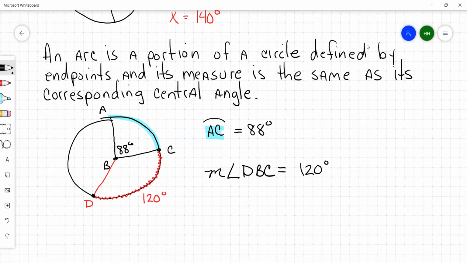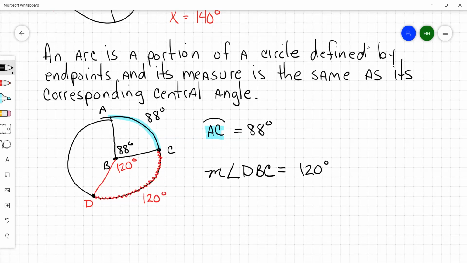So they go with each other. They work hand in hand. If the arc's 120, then its central angle is also 120. If a central angle is 88 degrees, then its corresponding arc on the circle is also 88 degrees. Everybody okay with that?